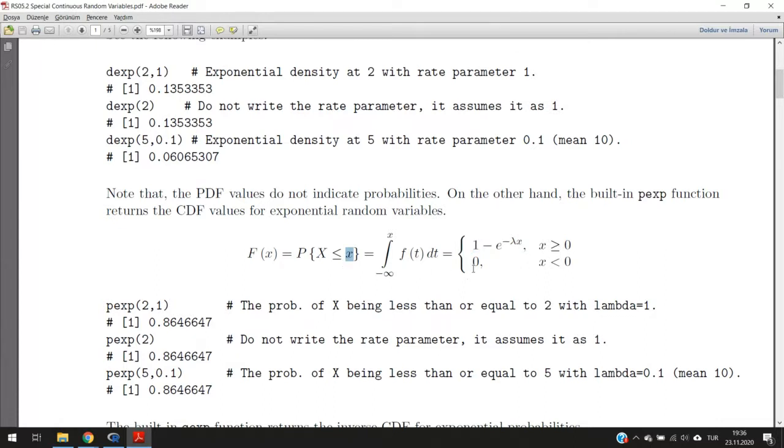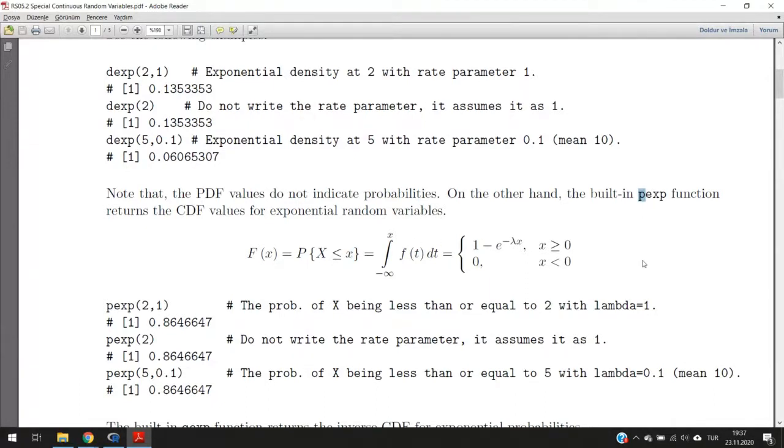However, if it is negative, it is automatically 0 because it is impossible for an exponential random variable to take any negative value. Now, what is the built-in representation of this cumulative distribution function of the exponential random variable?